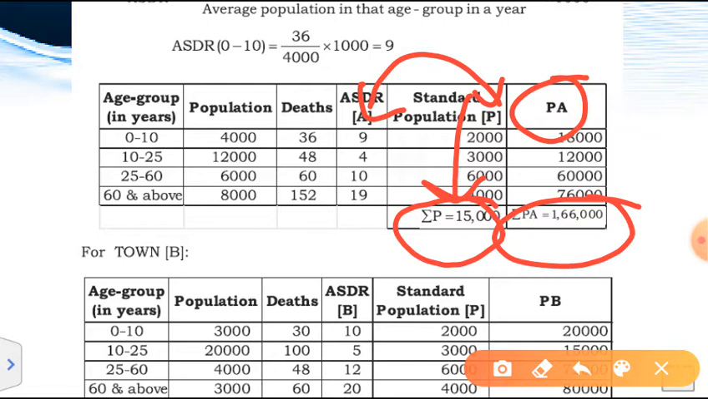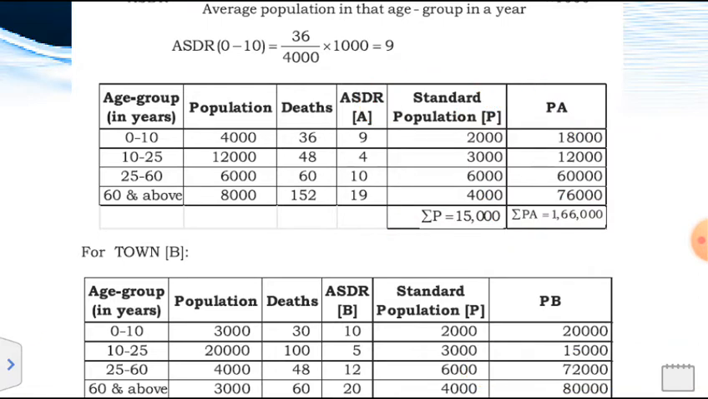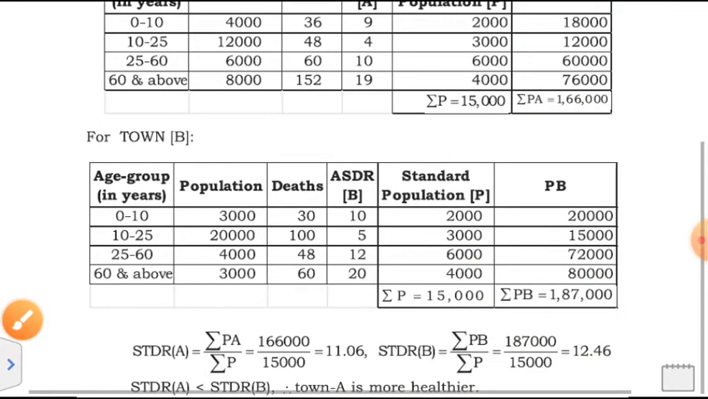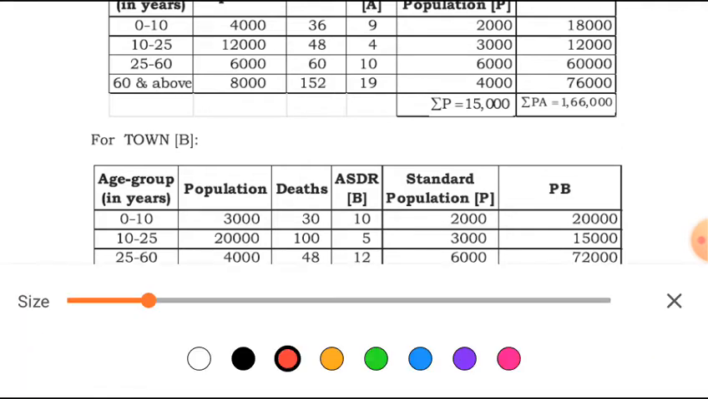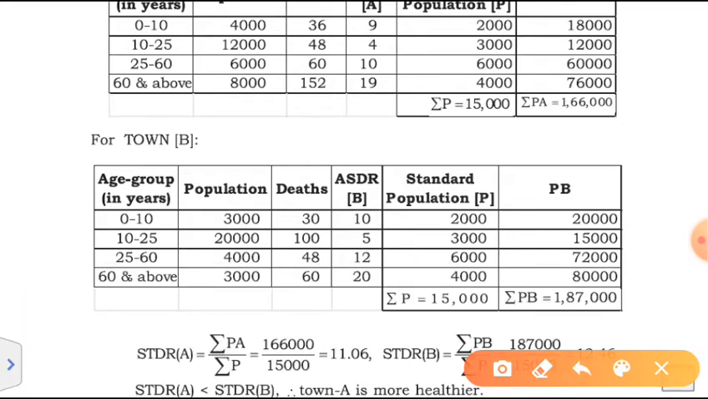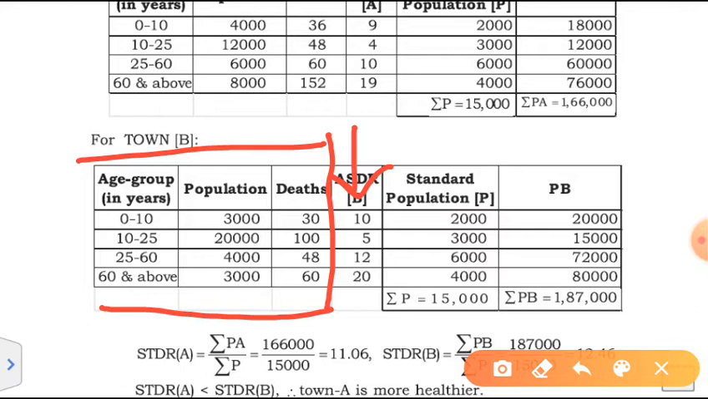So this is what we have as a whole, and similarly we have gone through the calculation for town B, correct. If we talk about town B, similarly we have calculated the ASDR column for B, because till this point the values were given to us along with the standard population. So these values are also given. The first thing we have calculated is ASDR, correct.